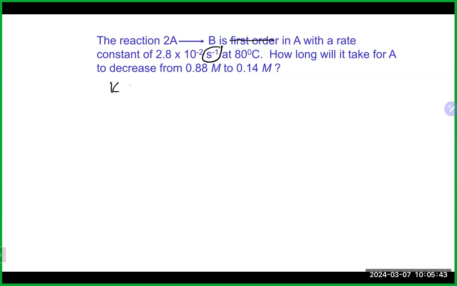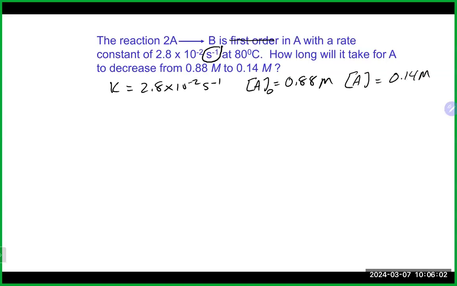So we do have k given to us, which is 2.8 times 10 to the minus 2 reciprocal seconds. We want to know how long it takes for the concentration of A to decrease from 0.88, which would be my initial concentration, to 0.14, which would be my final concentration. So if I go with my integrated rate law, the natural log of A is equal to the natural log of A naught minus kt. Here we have k, and we have our initial and our final, so we can solve for t in this case.